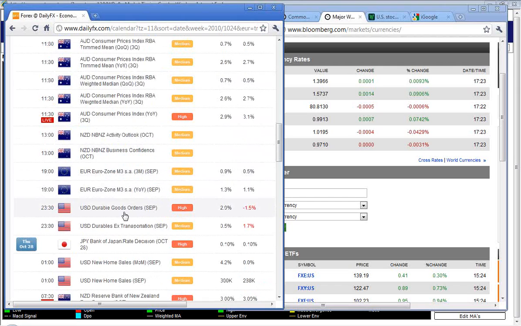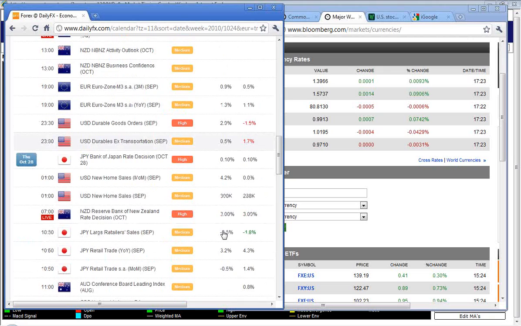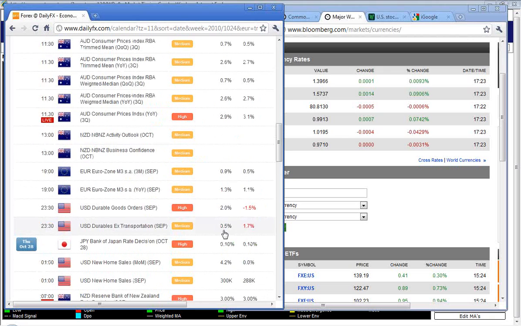That's about it, apart from later on this evening when we've got durable goods orders, which are forecast at 2%, previous was negative 1.5. So a good figure there would be further encouraging signs that the US is slowly turning the corner. So that's perhaps one to watch as well. That's about it for the next day or so.